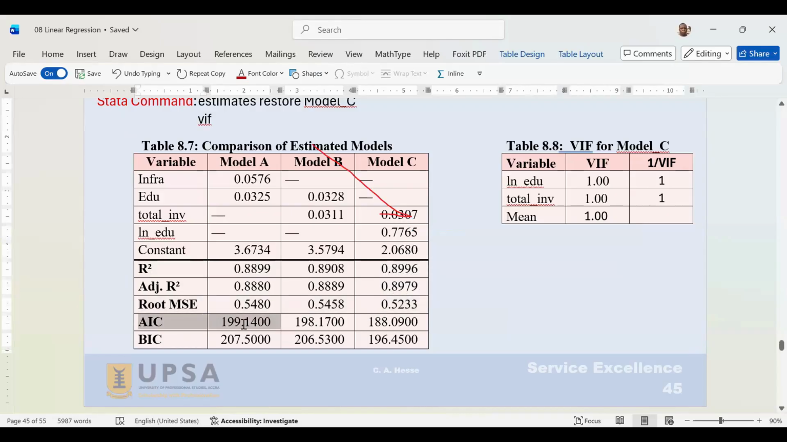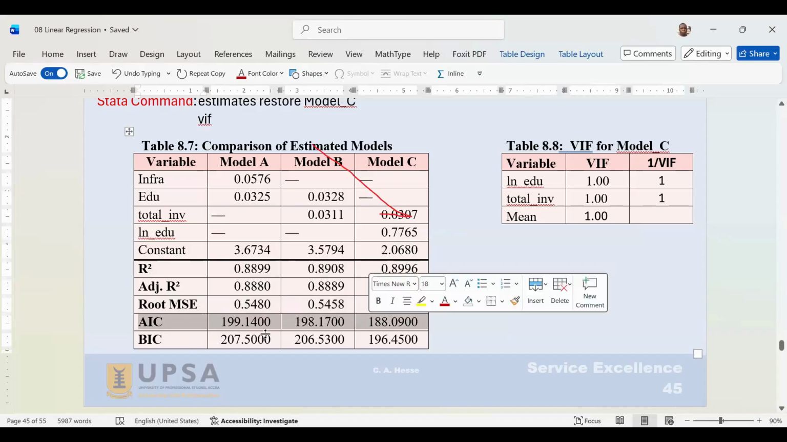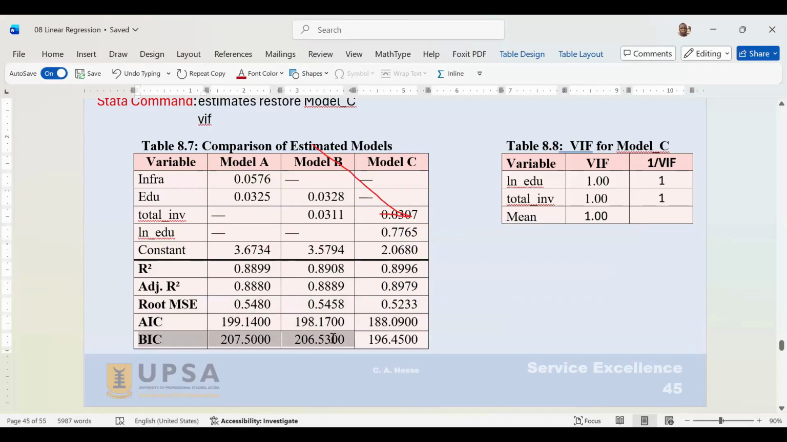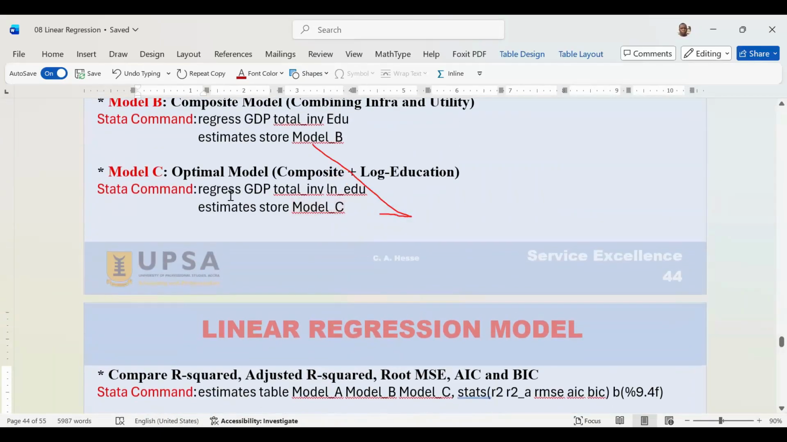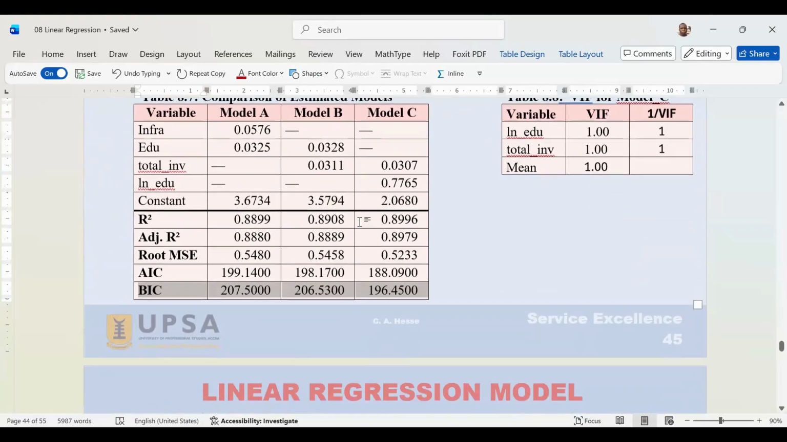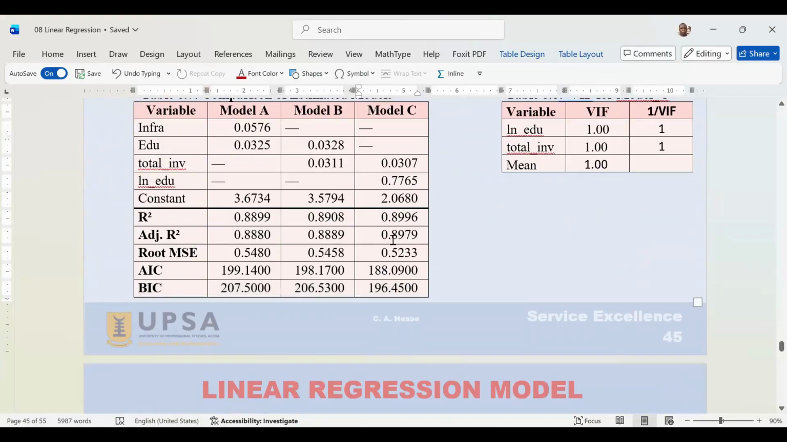Which one gives us the smallest AIC? Model C. Same for BIC also. So in all departments, model C gives us the optimal model. What's model C anyway? Model C is when we regress GDP against total investment and add the two highly correlated variables, natural log education. That one gave us the optimal model.